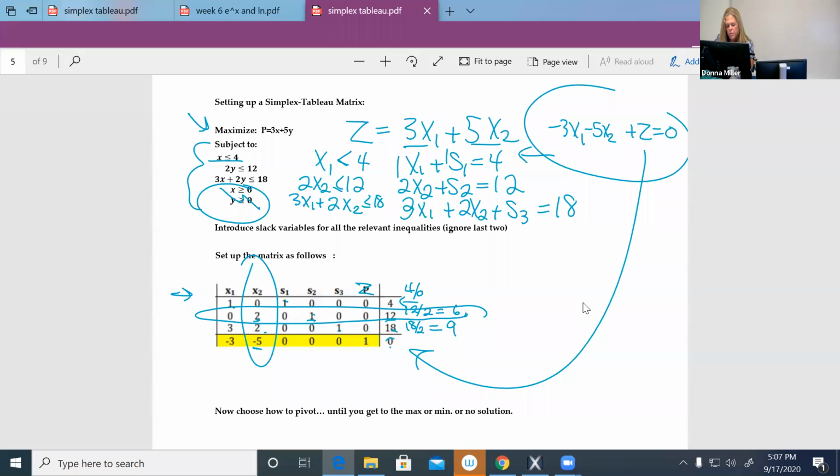So in my program simplex, I would pivot on row 2, column 2, right? Okay, because this would be my pivot item right here. All right, is that all right?